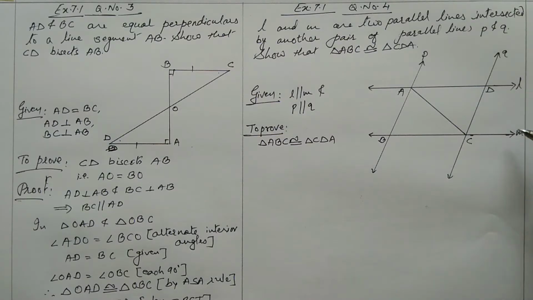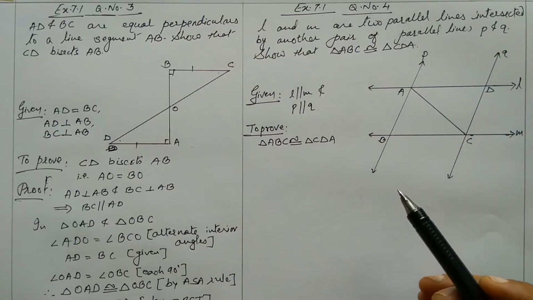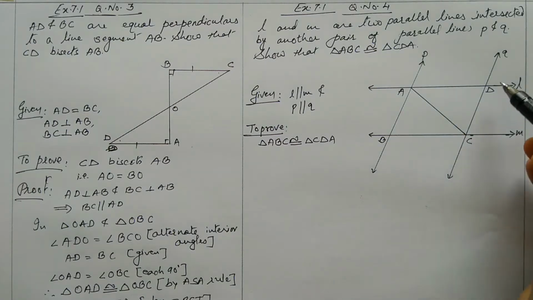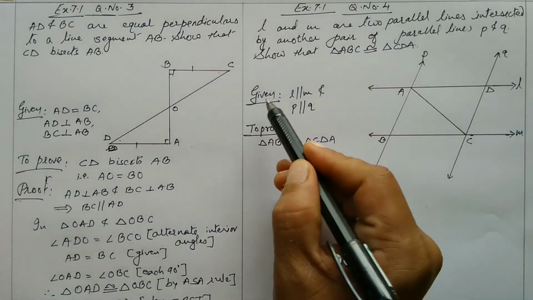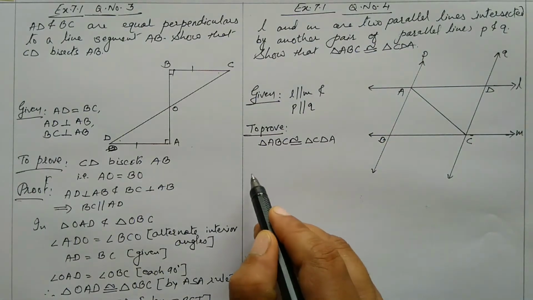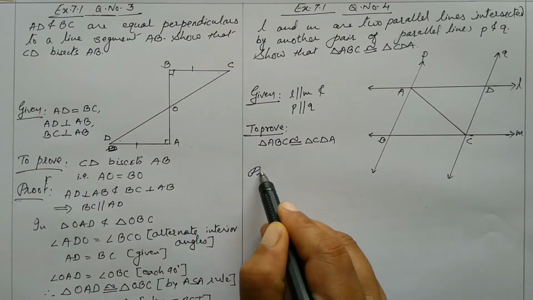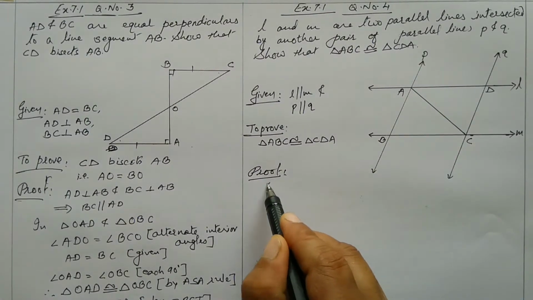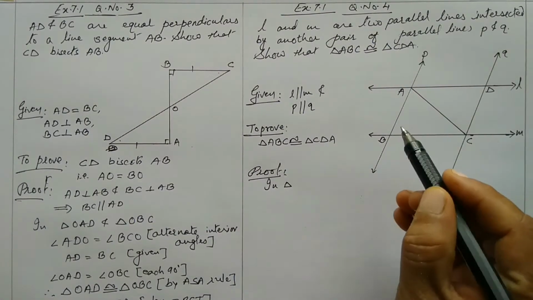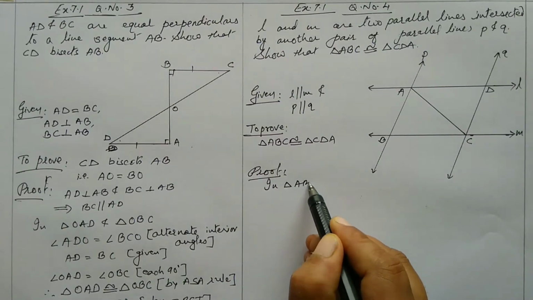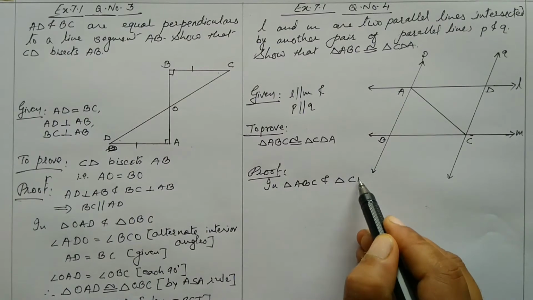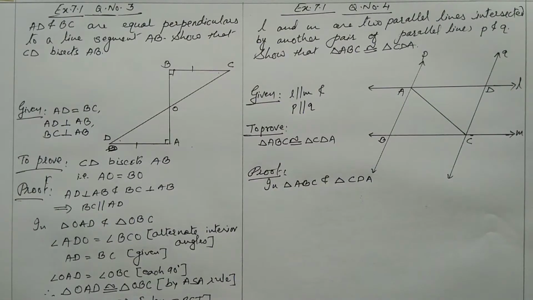Here L is parallel to M and there is one more pair, P is parallel to Q. Okay, and you have to prove triangle ABC is congruent to CDA. So from the data I have written given and to prove, let us see the proof of this. Okay, so in triangle ABC and triangle CDA, we will find out the corresponding parts.